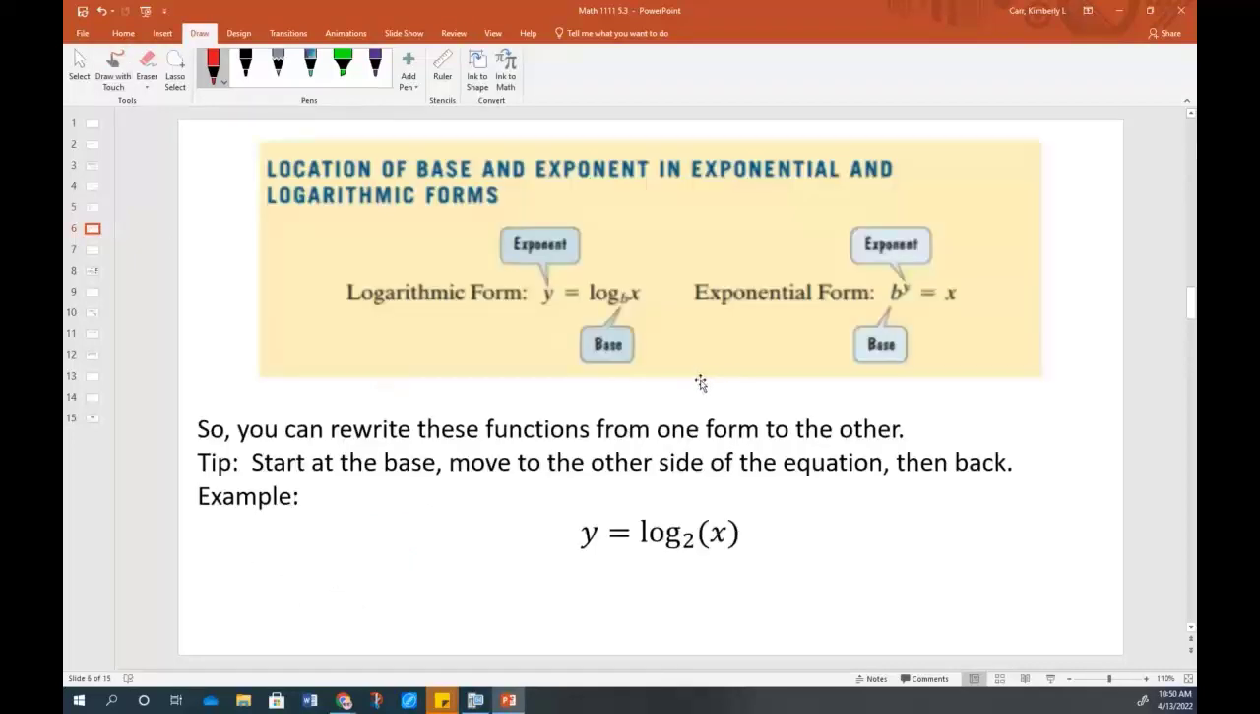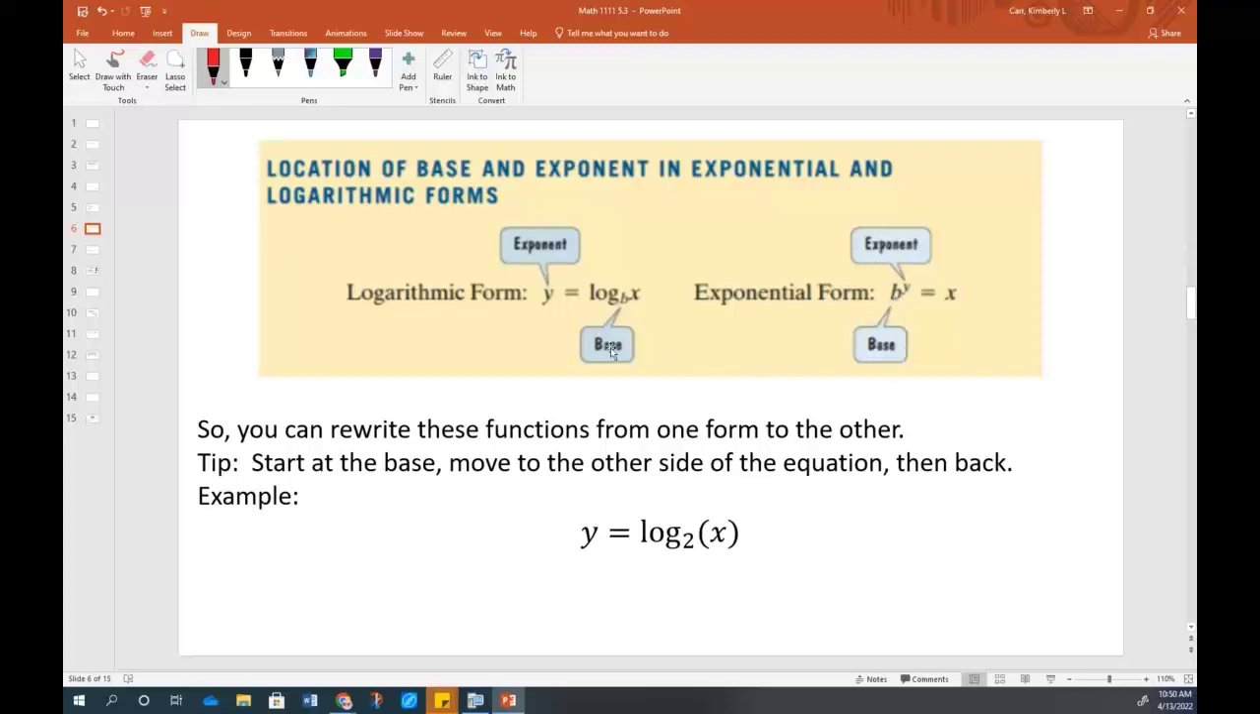However, sometimes we just need to rewrite these things from one form to another, and this may look a little bit blurry to you. It was a little bit too complicated for me to retype so that you could see it. But again, y is an exponent. It just doesn't look like it when it's in logarithmic form, but it does look like it over here in exponential form.